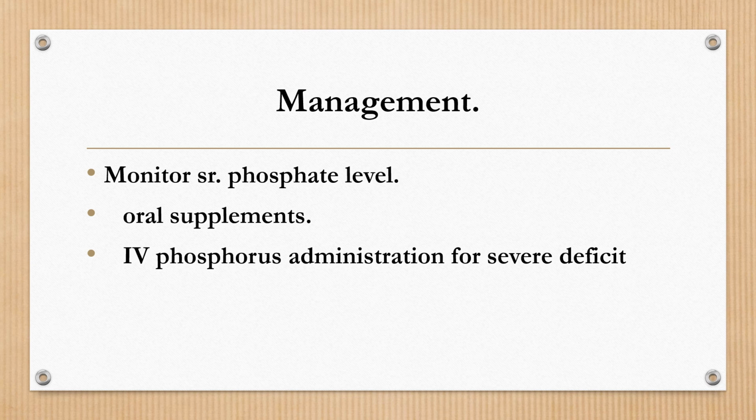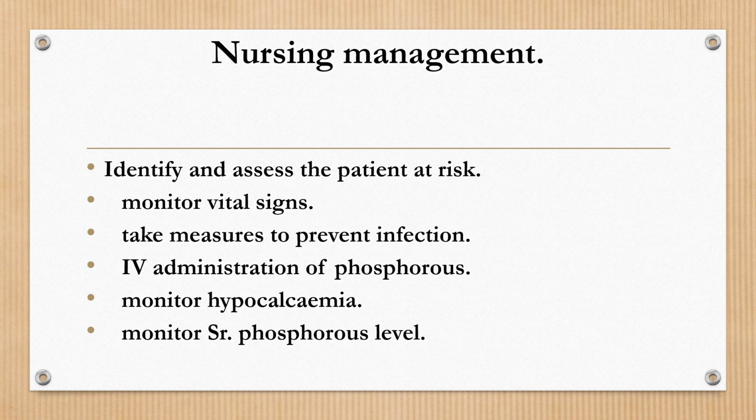The management is to monitor serum phosphate level, oral supplement, that is phosphate-rich foods are to be administered, and intravenous administration of phosphorus for severe deficit. For the nursing management, identify and assess the patient at risk, because whenever we take care of patients, we should have the sense to recognize whether the patient is at risk for a particular situation. Then monitor the vital signs, take measures to prevent infection, intravenous administration of phosphorus, that is whatever is prescribed is to be implemented. Then monitor for hypocalcemia, and monitor serum phosphorus level.